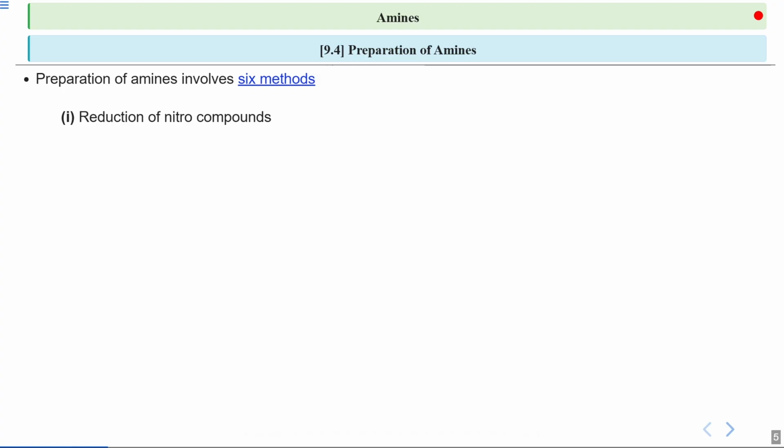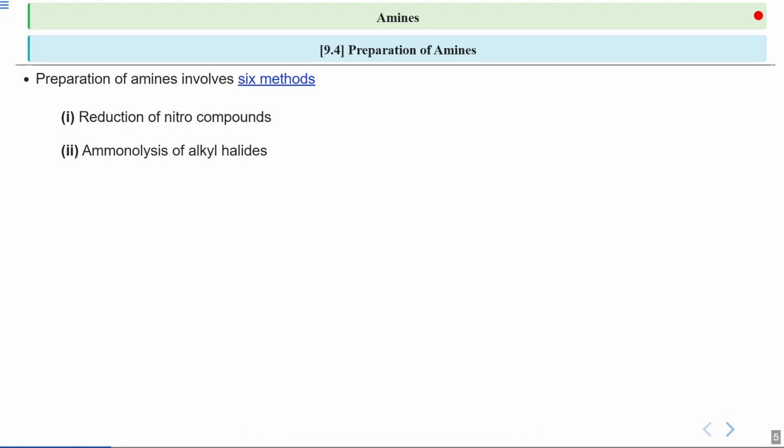So this means we take a nitro group which contains nitrogen and oxygen and we reduce it usually by adding hydrogen to form an amine. Okay, if I give you an example, then nitrobenzene, it can be reduced to aniline, okay, which is a type of amine.